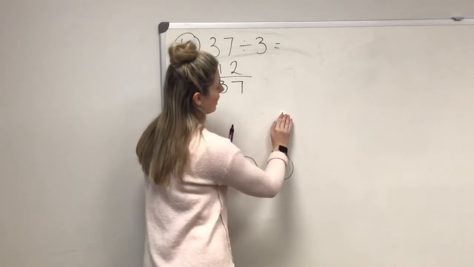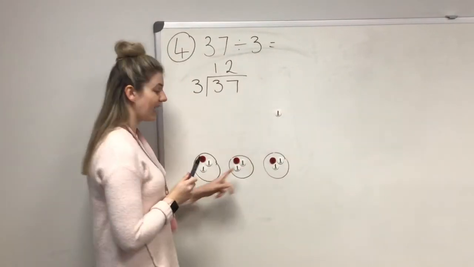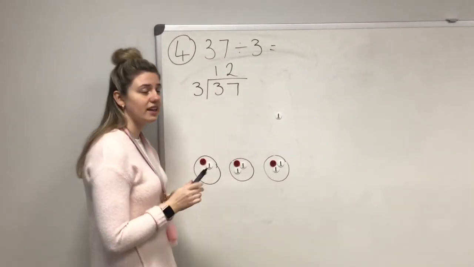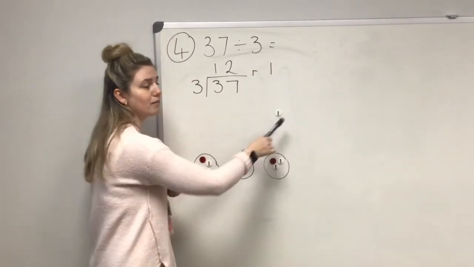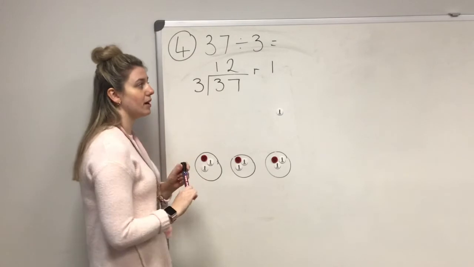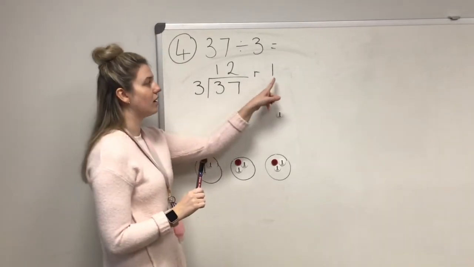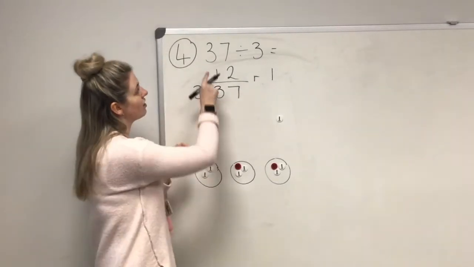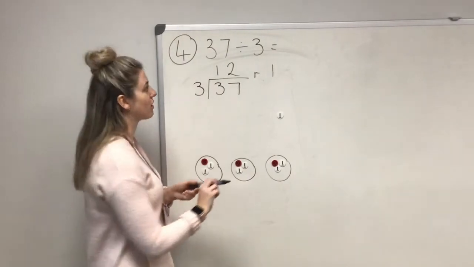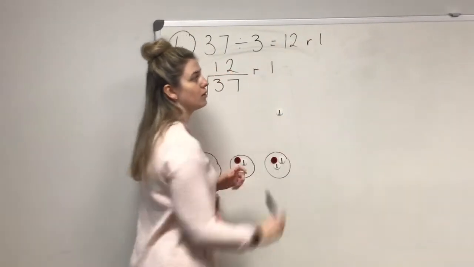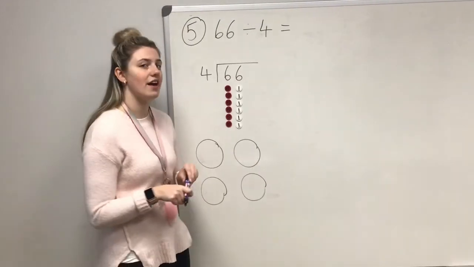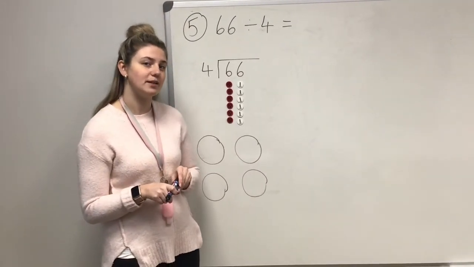So that will come over here. That cannot be split into any of our equal groups. So that is a remainder. Okay, so it is remaining from our number. So we write it like this, a little r and a 1. So 37 divided by 3 is 12, remainder 1. Question 5, 66 divided by 4.